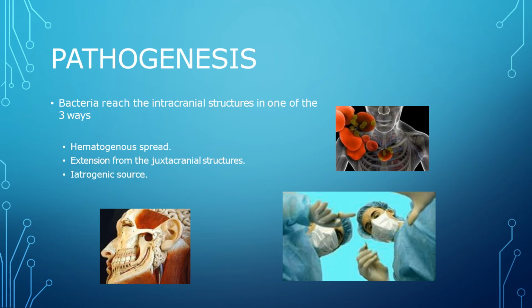Now, the pathogenesis of Neisseria meningitidis. The bacteria reach the intracranial structures in any of three ways: first, by hematogenous spread through the blood; second, by extension from the juxtacranial structures; and the third one by an iatrogenic source, that is, due to any hospital-related procedures.